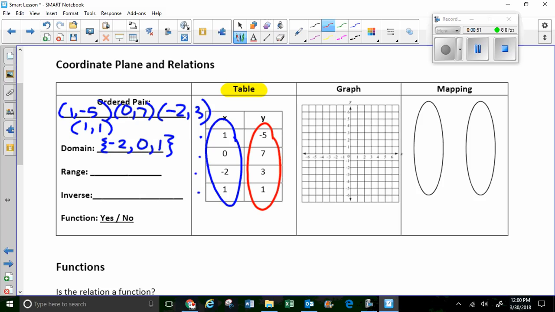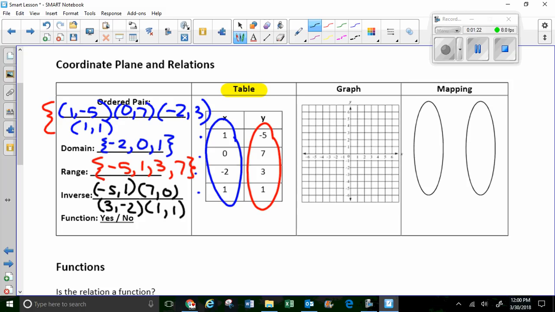Our range are our y values. So I'm going to start with the lowest y value, -5, and then go up: 1, 3, and 7. For the inverse, I'm simply taking my ordered pairs and swapping my x and my y values. So instead of 1, -5, I'm putting -5, 1. Instead of 0, 7, I'm putting 7, 0. Instead of -2, 3, I'm putting 3, -2. And then 1, 1 actually is the exact same as the inverse.